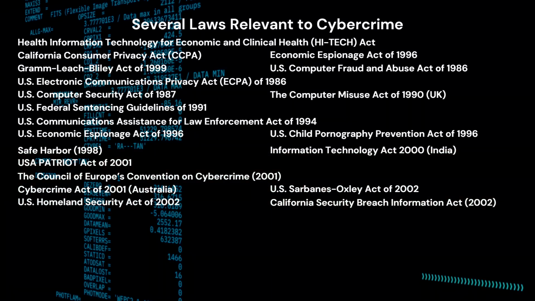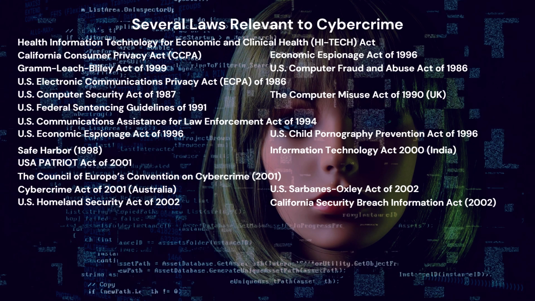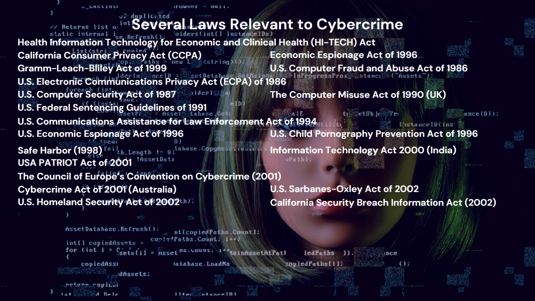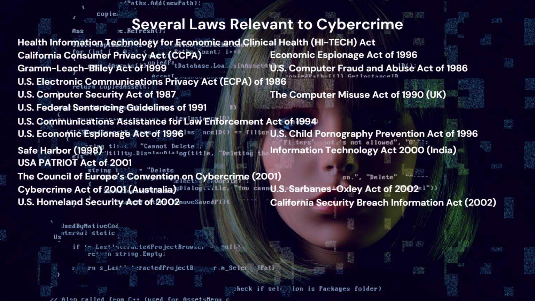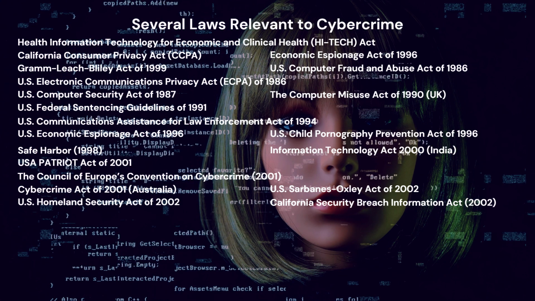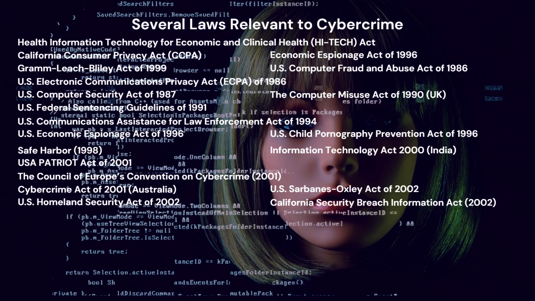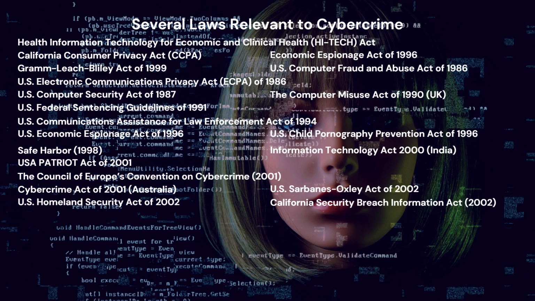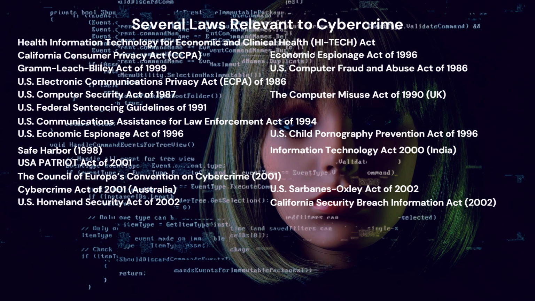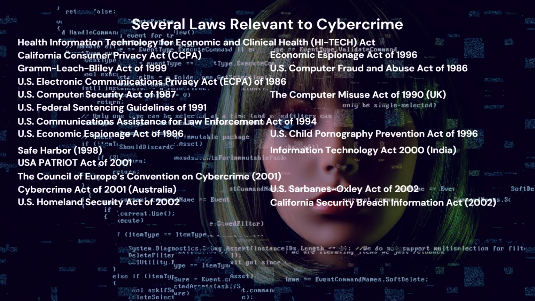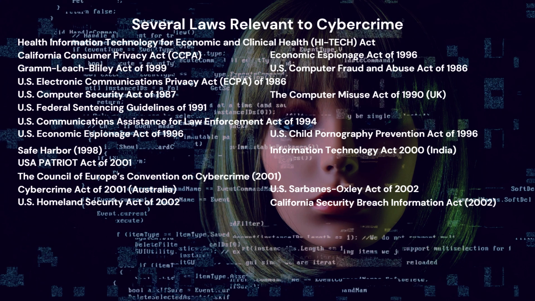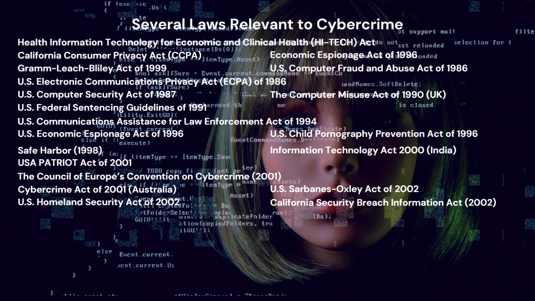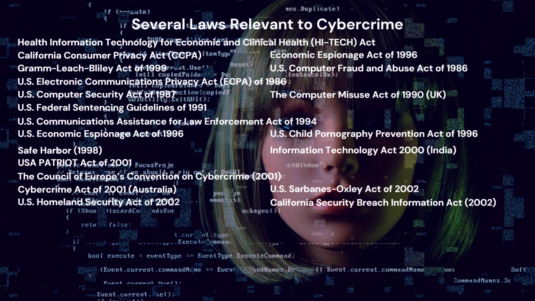California Security Breach Information Act, 2002. The California Security Breach Information Act, SB 1386, was the first state law in the United States to require organizations to notify California residents if their personal information is compromised in a security breach. The law applies to businesses that conduct business in California and maintain personal information about California residents.